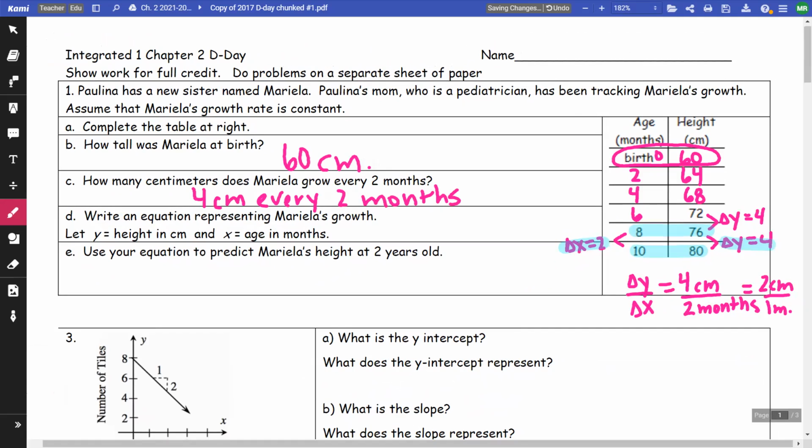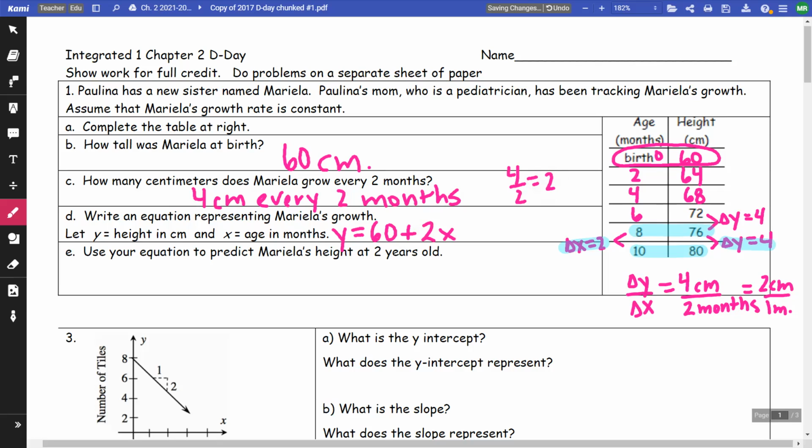Write an equation representing her growth. So the equation is going to be y equals, and we can start with the 60. She's starting at 60 centimeters and she's growing not 4, not 4x, it's 4 every 2. So 4 every 2, again, is really just 2. So this is going to be 2x.